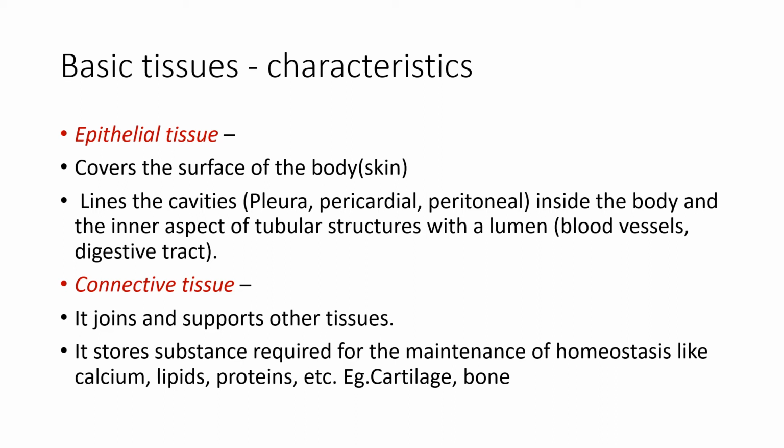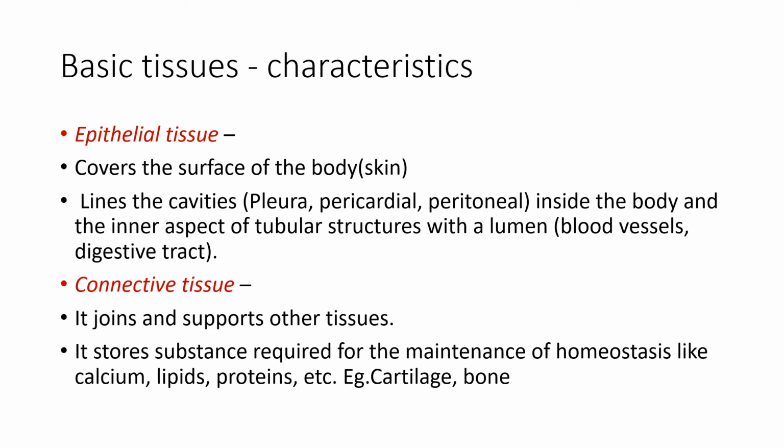What are the characteristics in brief about the basic tissues? The epithelial tissue covers the surface of the body. Example is the skin. It can line the cavities inside the body like the pleural, pericardial and peritoneal cavities. It can also line the inner aspect of tubular structures where there will be a lumen. For example, blood vessels and parts of the digestive tract.